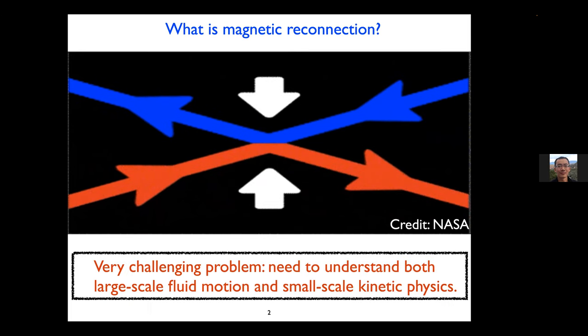And when it breaks, if you think about it, it's actually a very challenging problem to model theoretically and computationally, because you need to understand the diffusion region, where and how the magnetic field lines break, and also over a large domain where the energy release is happening. So it's a very classical multi-scale process, and until now it's still very, very challenging, especially for large-scale systems.